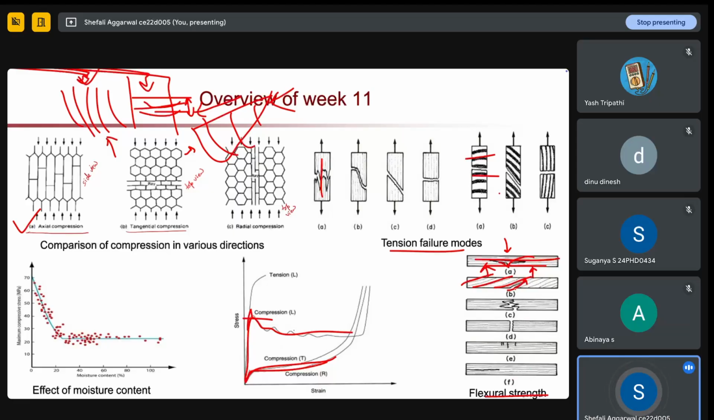These are the different failure modes that are given in your slides also. I will just repeat them once for you. This is a simple tension failure, this is a cross grain tension failure, so it is happening along the grains, and this is a splitting tension failure, so it is splitting in two parts. And this is a normal tension failure, then this is a compression failure, and lastly this is a shear failure or horizontal shear failure. So these are the different flexure failure modes in terms of wood.